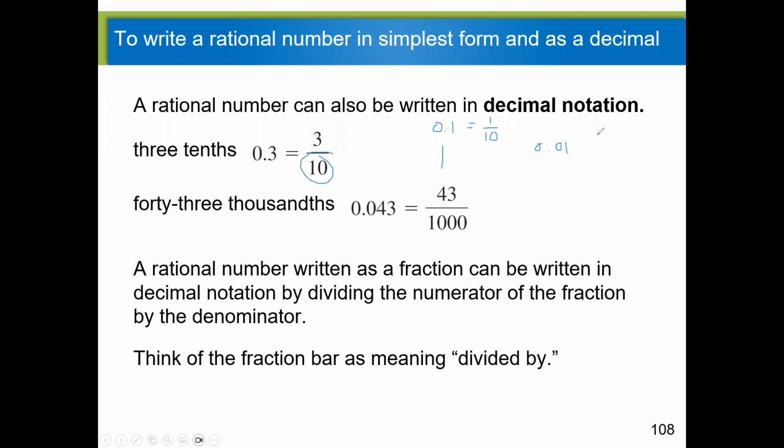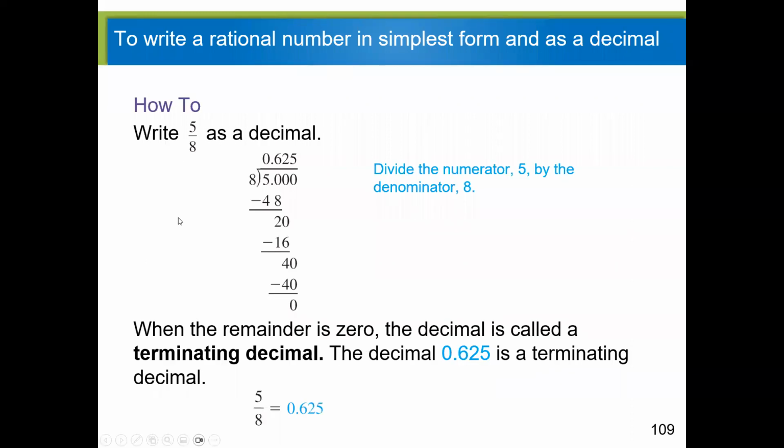0.01 is 100th, because if you take 0.01 and add up 100 of those together, you get 1. So this digit here is 1,000th. So writing 0.043 is the equivalent to writing 43 divided by 1,000. Decimals tend to be easier for some people, but you're doing the same thing either way.